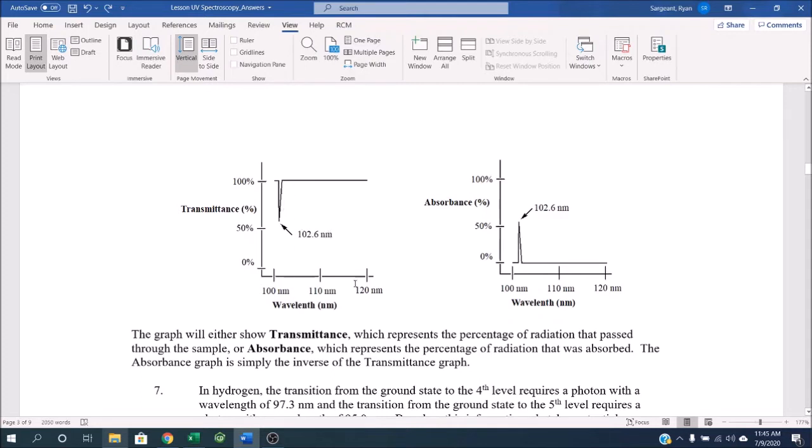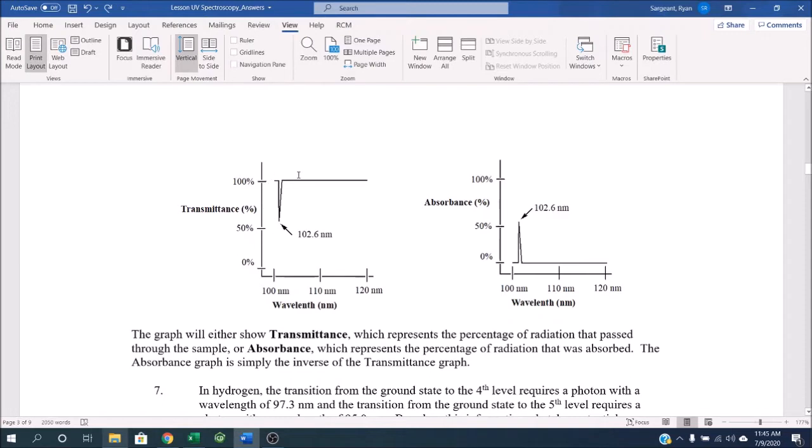And so what the detector will read is, if you set up the experiment so that you're recording any waves from 100 nanometers to 120 nanometers, and those waves of light are making it through to the detector, we refer to that as 100% transmittance. And then where the sample absorbs some wavelength of light, less of that photon will make it through to the detector, so the transmittance will be some value less than 100%.